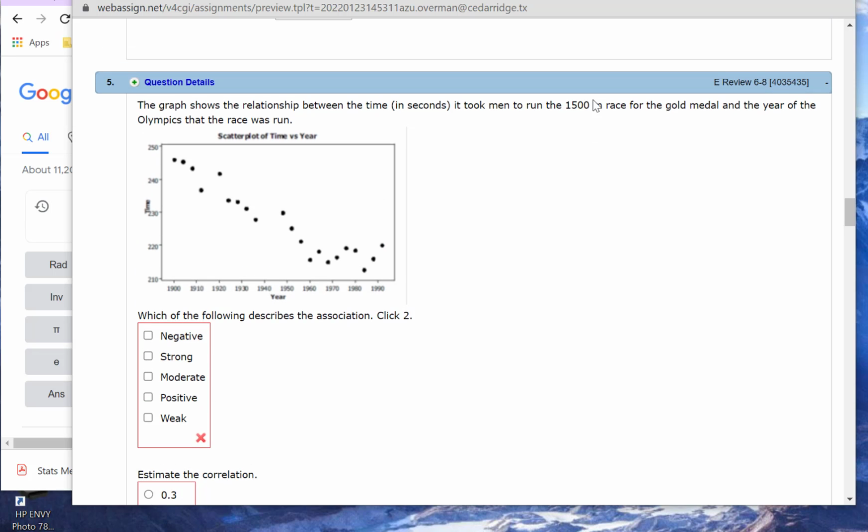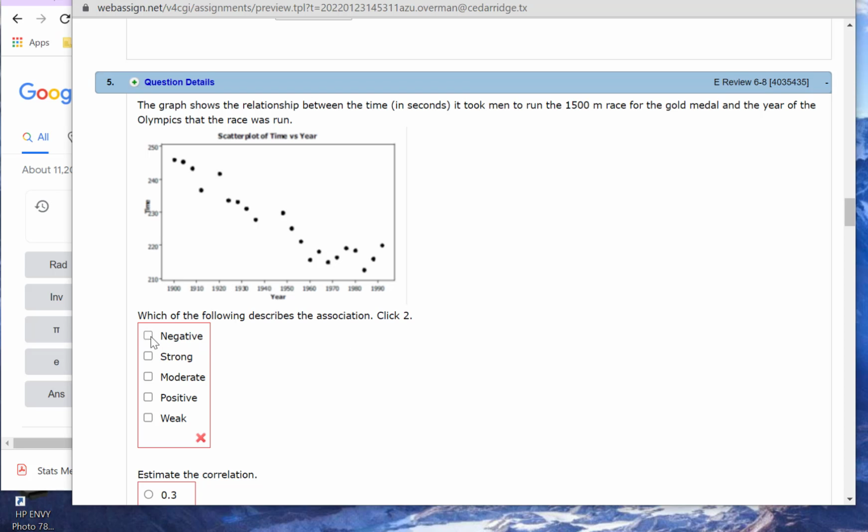How are we doing? Oh, we're almost halfway through. Okay, the graph shows the relationship between the time in seconds it took men to run the 1,500-meter race for the gold medal and the year the Olympics medal race was run. Which of the following describes the association? Click 2, because we need direction and strength.